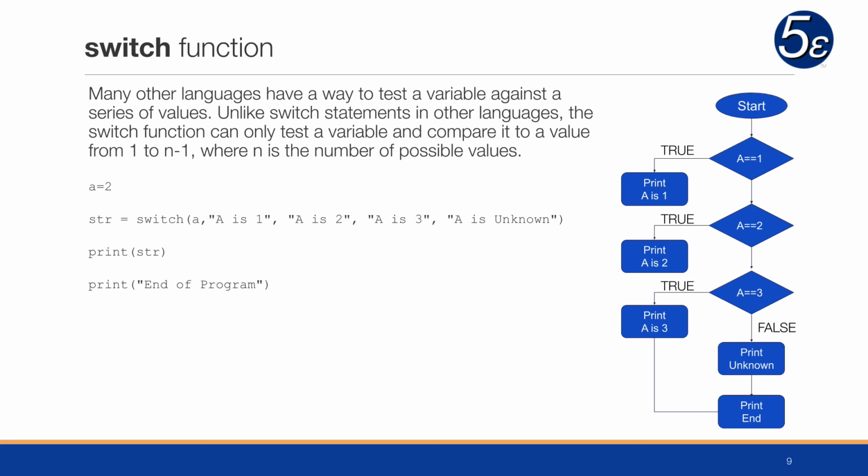So for example, here we have a is equal to 2. We'll use the switch function, and whatever the result of the switch function is, it will go into the str variable. So we have switch a. We're looking to see what a is. So if a is 1, it will do the a is 1, in quotes. If a is 2, it will go to the a is 2 that are in quotes. And the third parameter. And then finally, it will go to a is unknown at that point, because it cannot match any of the particular values.